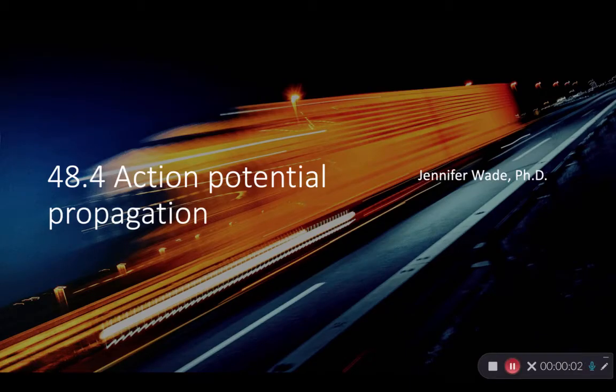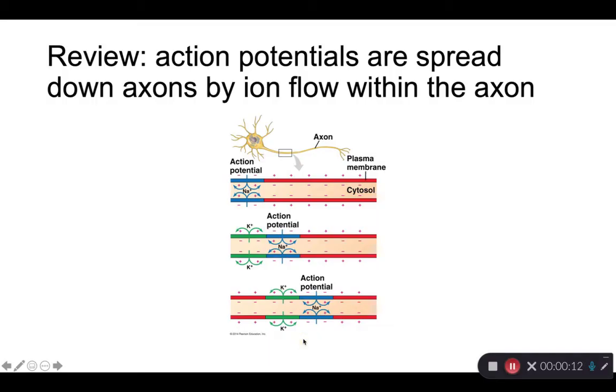All right, so in this lecture, we're going to talk a little bit more in detail about how action potentials get propagated. We talked about this a little bit at the end of the last lecture. So this is a figure that I showed you in the previous lecture. Again, this is like a zoomed in view of this little area of the axon.